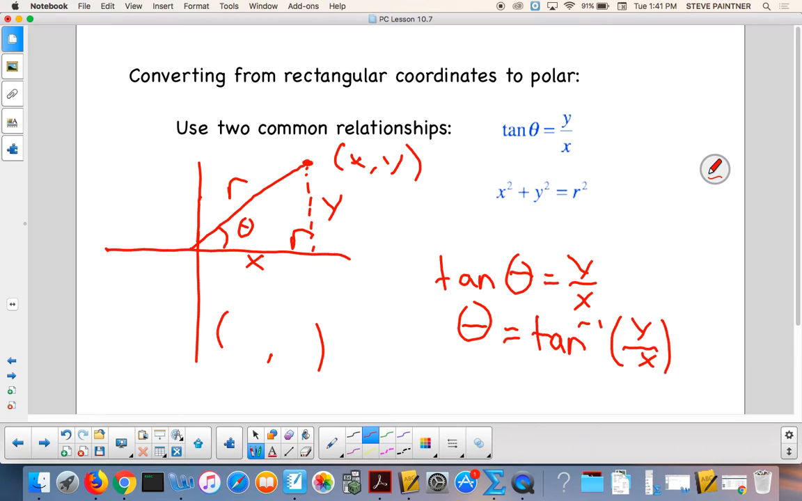For polar coordinates, we're not only interested in theta. What else are we interested in? Radius, r. How do we solve for our radius? Yeah, just the Pythagorean theorem. x squared plus y squared is r squared. So if we know x and y, some kind of rectangular coordinate, we can solve for both r and theta.